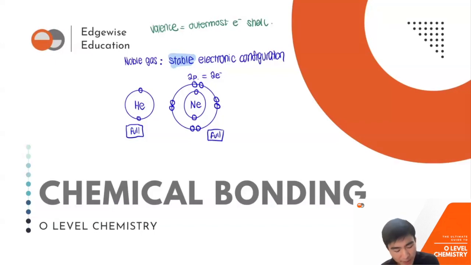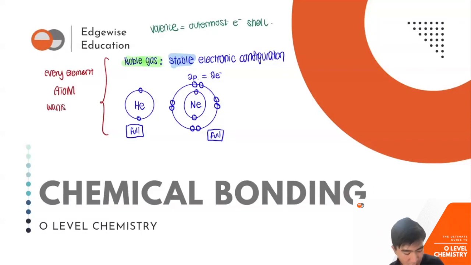Whenever we say noble gas, we need to understand that this structure of a full electronic configuration is what every single atom wants to achieve. So understand together with me, every element, every atom wants to achieve what we call a stable electronic configuration. You understand this with me?